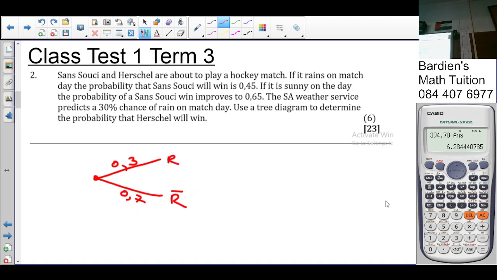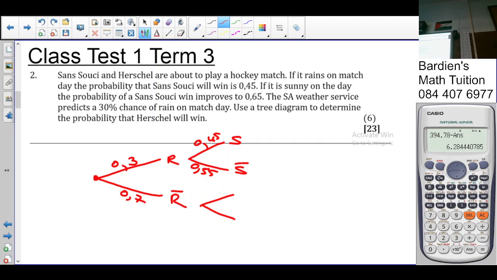So let's read again. Son Susie and Herschel are about to play a hockey match. If it rains, so this branch, can you see there? If it rains, the probability that Son Susie wins and Son Susie loses. That means the thing on top means not winning. So the probability of Son Susie winning is 0.45. So what is the chance of them not winning? 0.55. Why? Because these branches always add up to 1.